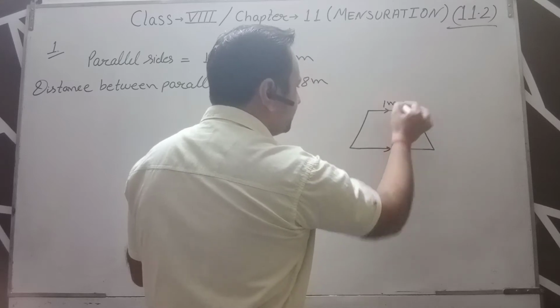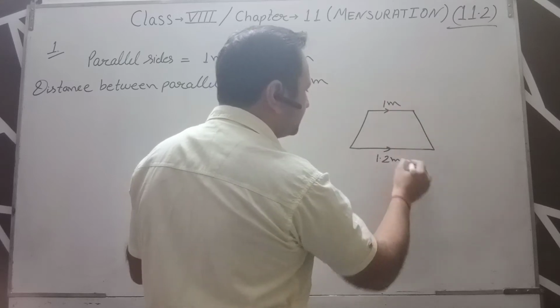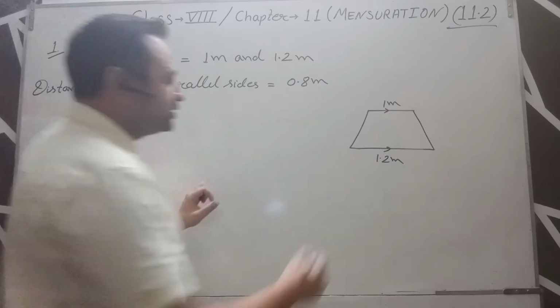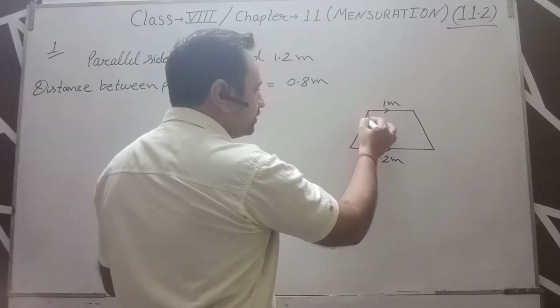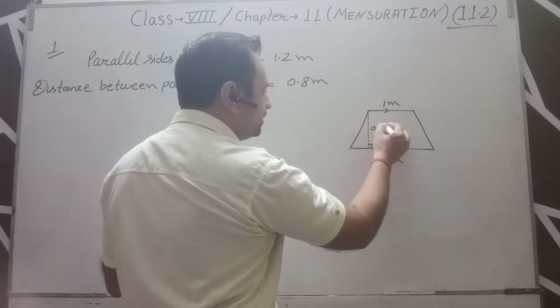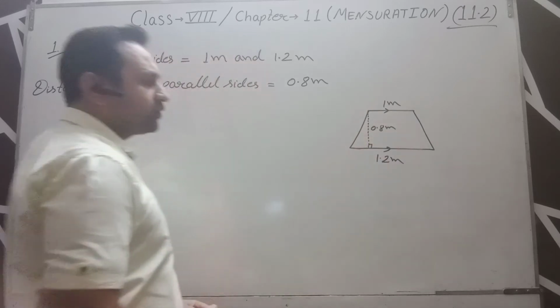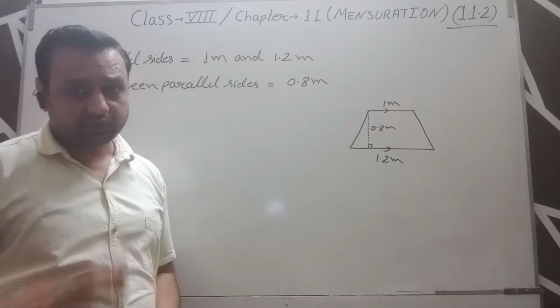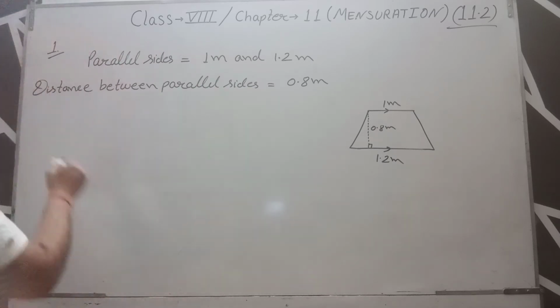So it is 1 meter and it is 1.2 meter, and the distance between them is 0.8 meter. We can also say that the height of the trapezium is 0.8 meter. So we have to calculate its area. I showed the area of the trapezium, you have known. So what is the area of a trapezium?